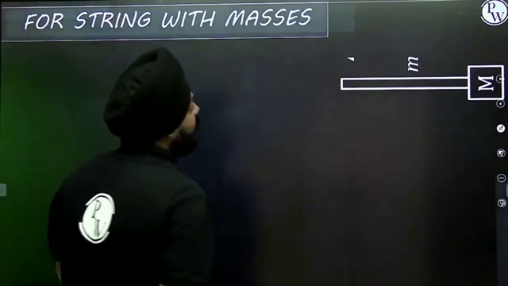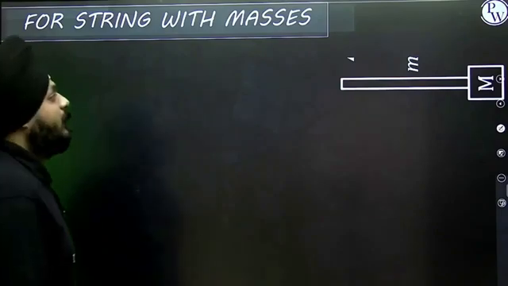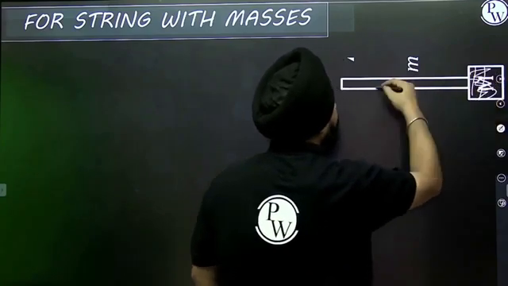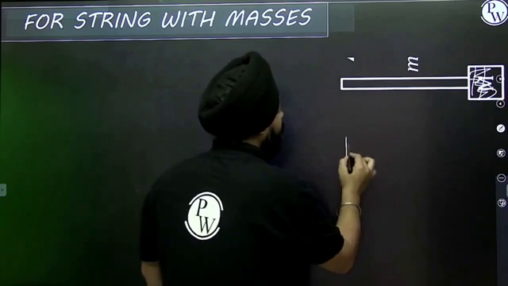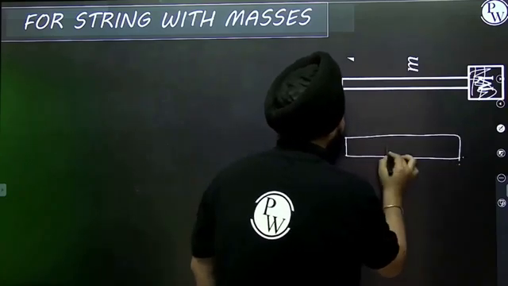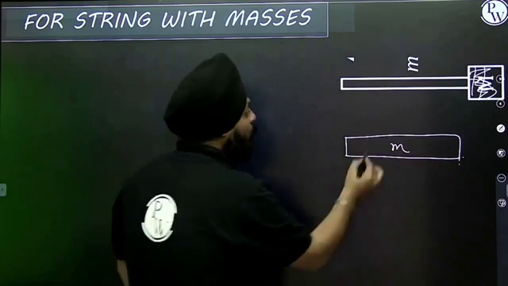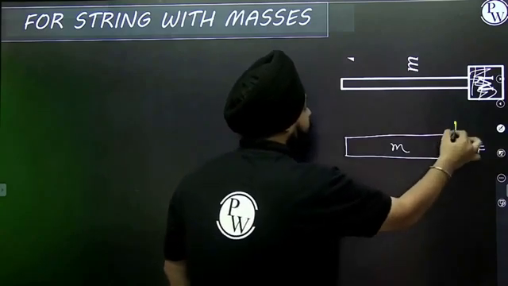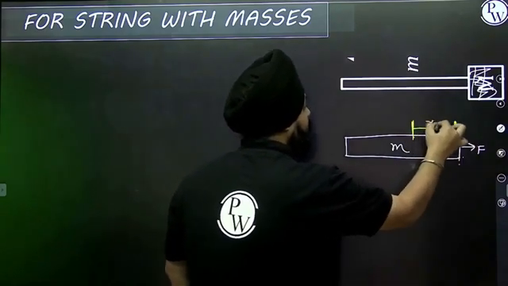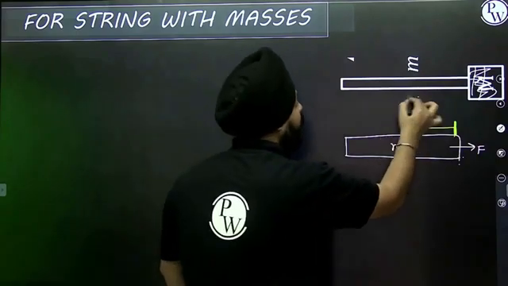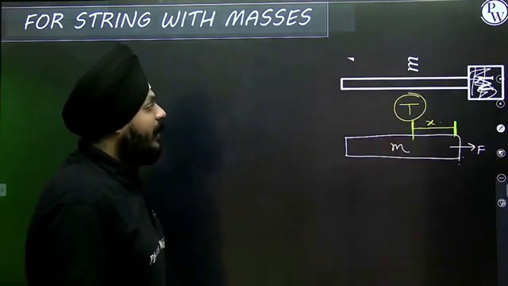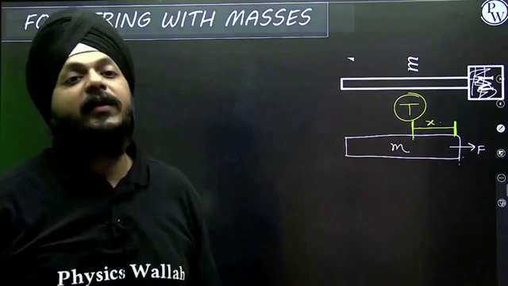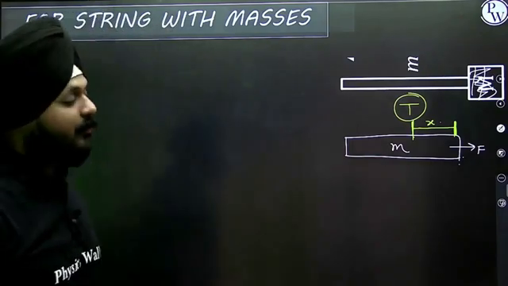Suppose this is a string having mass m. Right now I'm not considering this much part of the string, I'm only considering this part. Suppose this is pulled by force F. What will be the tension of this string at distance x? I'm considering only this part of the string, because the upper one would be the complicated case that we can see in the sums.